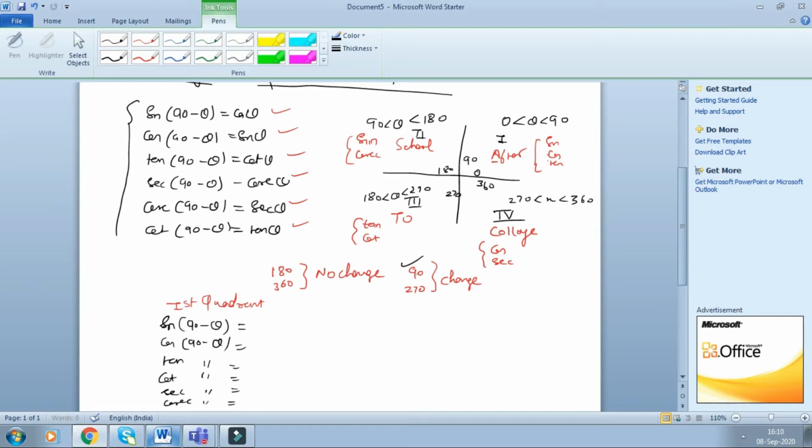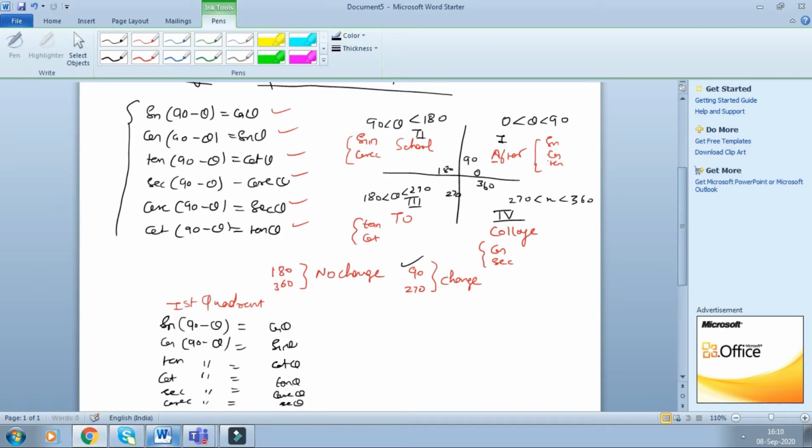In 90 there is a change. Change means sin gets changed into cos, and cos gets changed into sin. Tan gets changed into cot. Cot gets changed into tan. Similarly, sec gets changed into cosec, and cosec gets changed into sec.